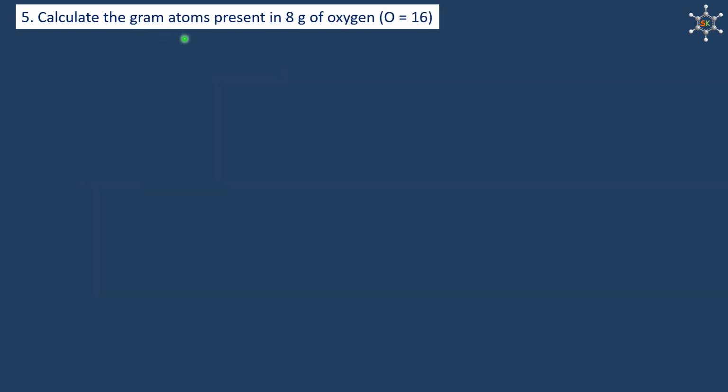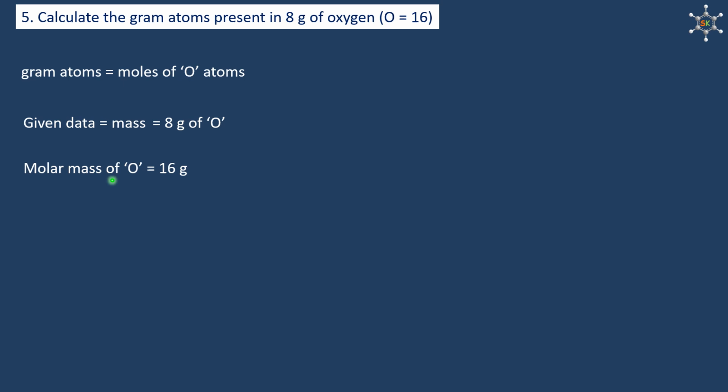Calculate the gram atoms present in 8 gram of oxygen. Atomic weight of oxygen is 16. Gram atoms means moles of oxygen atoms. Given data is mass, and that is equal to 8 gram of oxygen atom. Molar mass of oxygen is 16 gram. Mole is given by given mass divided by molar mass. Given mass is 8 gram, molar mass is 16 gram. This gives us 0.5 mole or 0.5 gram atoms.